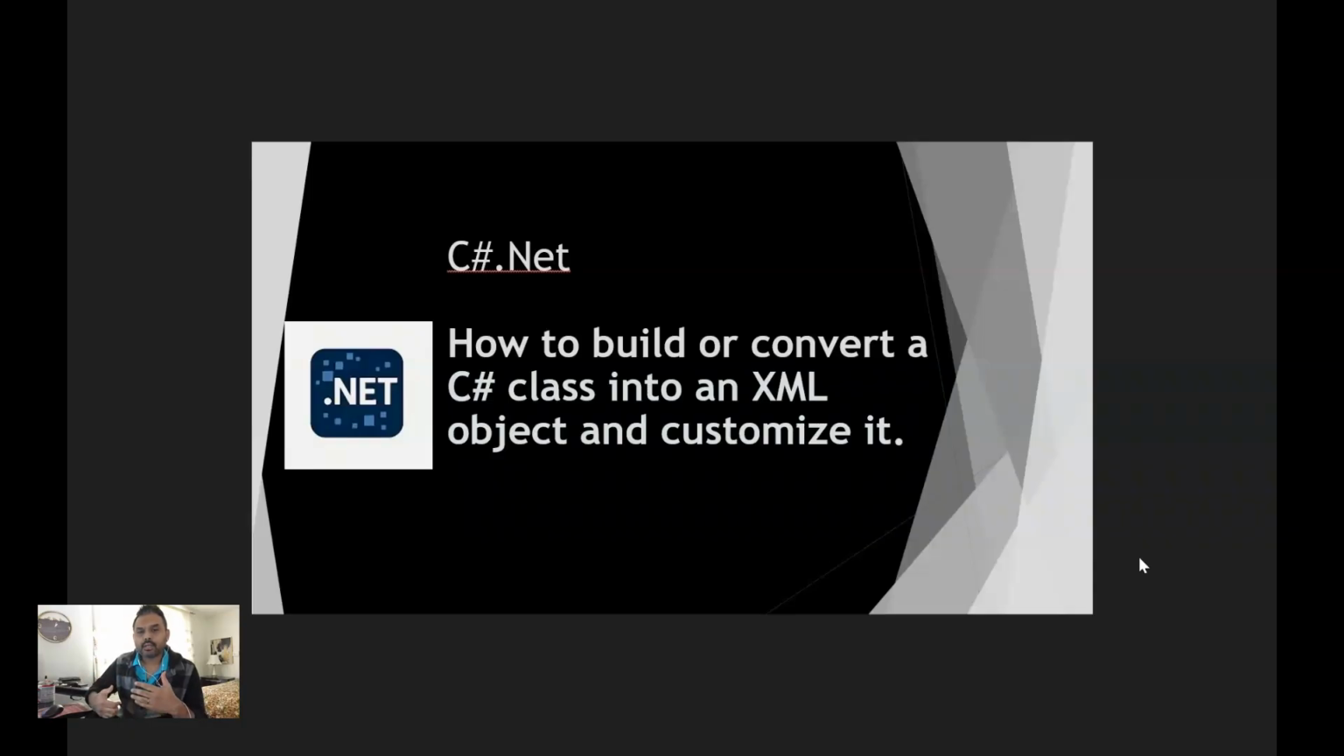But I'm going to show you another way of creating an XML. That is, you have a C# class, so you have the whole class hierarchy, and you can use an XML serializer to just convert that C# class into an XML object very easily. And also you can do some customization on that XML as well. So let's start with an example.